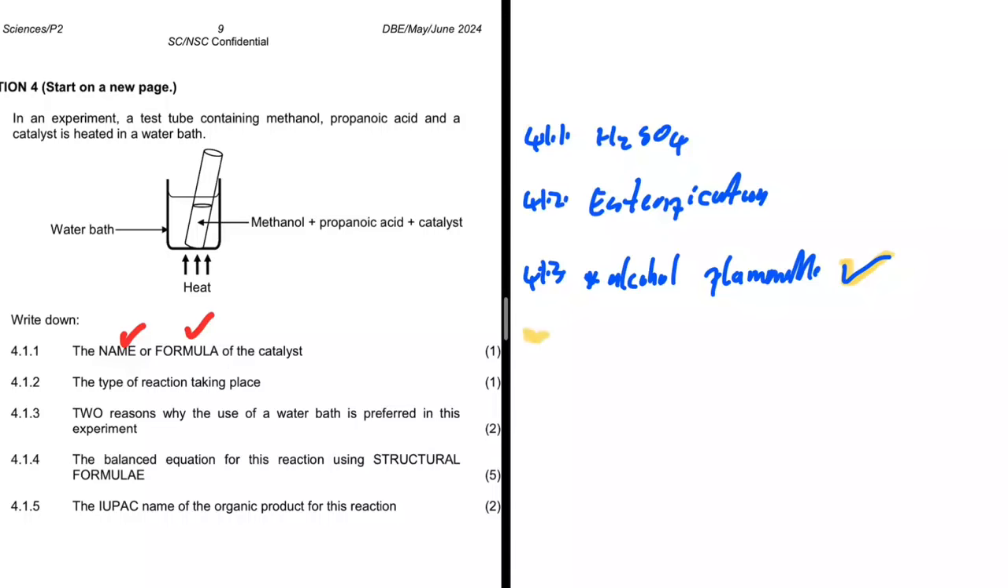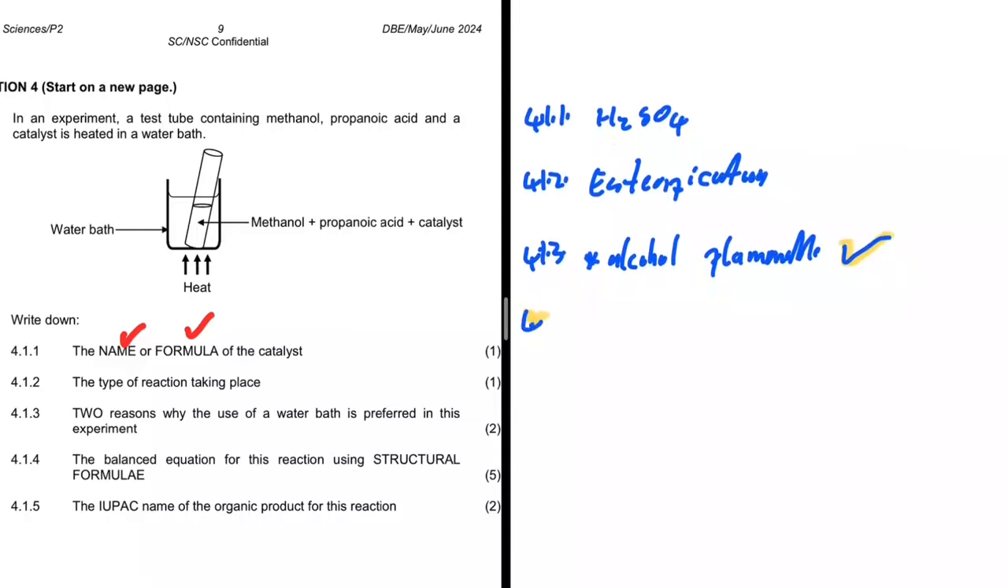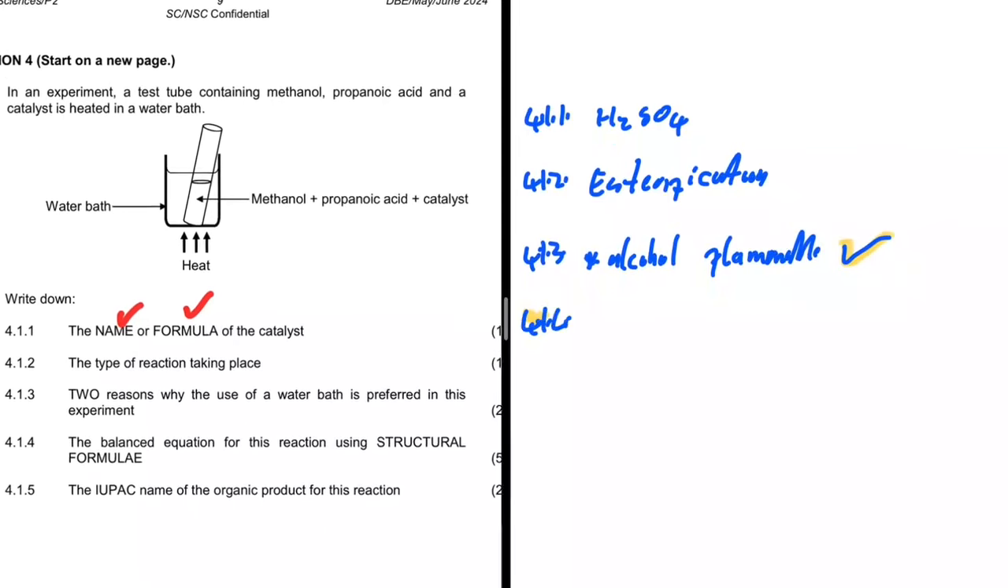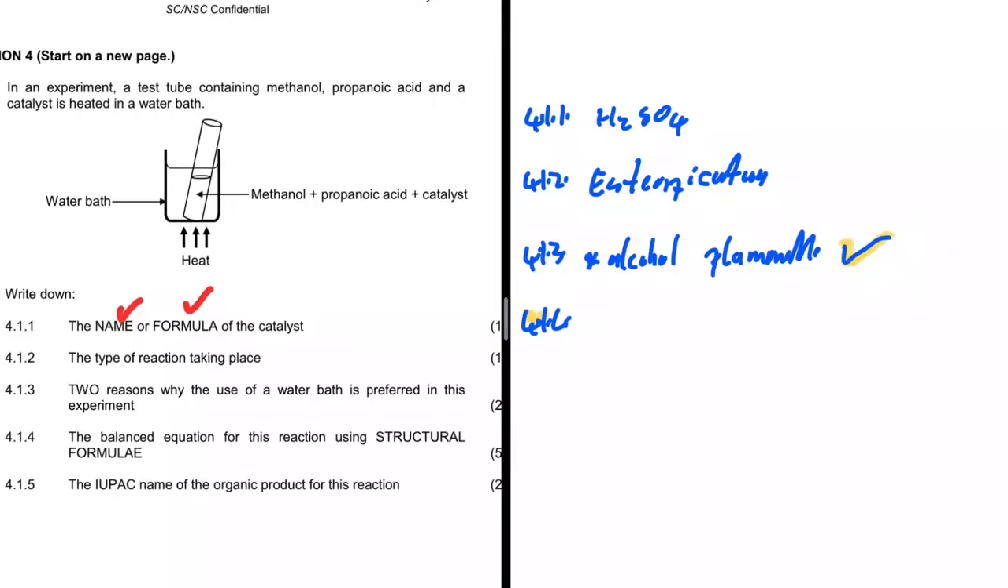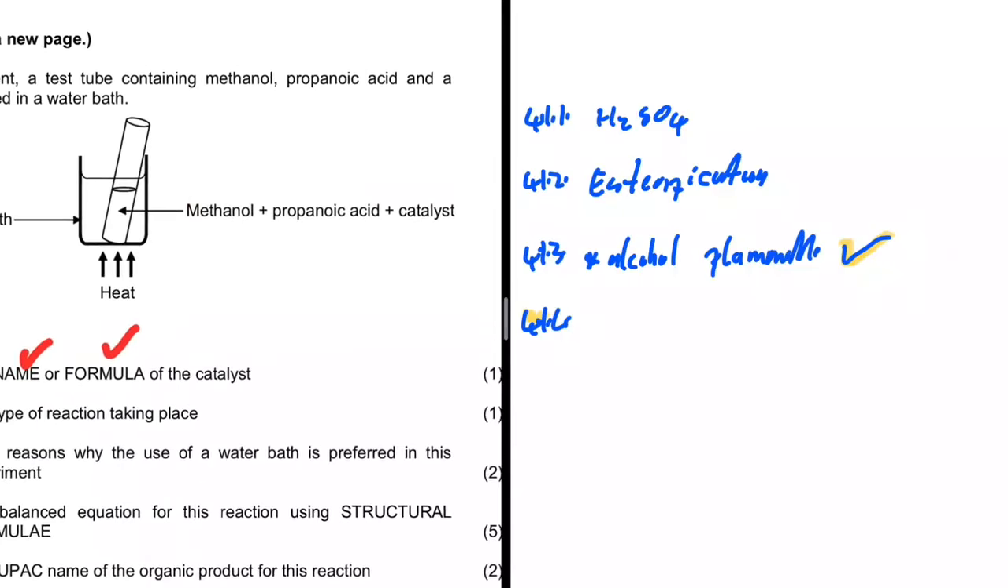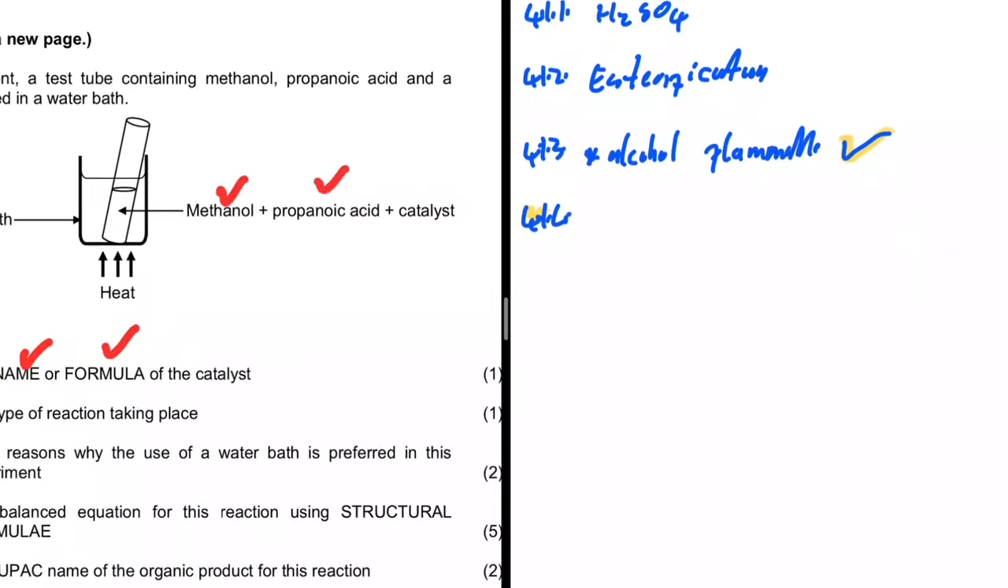That is 4.1.3. Let's do 4.1.4. The balanced equation for this reaction using structural formulae. So we have methanol plus propanoic acid. So let's go ahead and take a look. Methanol, so alcohol with 1 carbon. Okay, that is methanol. Plus propanoic acid, acid with 3 carbons. So we're going to have, let's take a look.